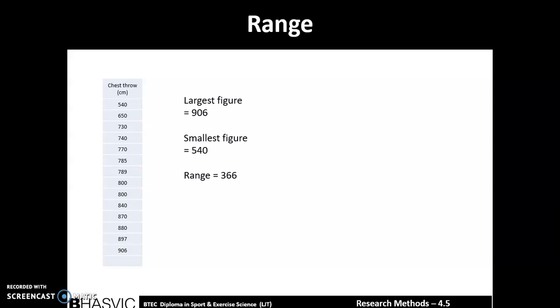In this case, the chest throw study, the smallest figure is 540 and the largest is 906. Therefore, the researcher would carry out the task of taking 540 away from 906, which would leave the result of 366.